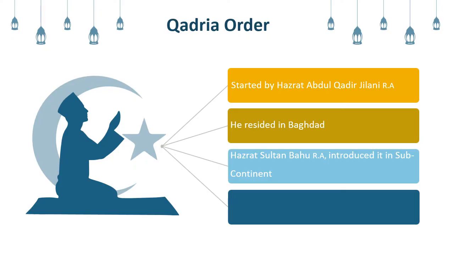Qadria Order. Qadria Order got its name from Abdul Qadir Jilani, who was a scholar and a preacher in Baghdad. Sultan Bahu contributed to the spread of Qadri order in parts of subcontinent.